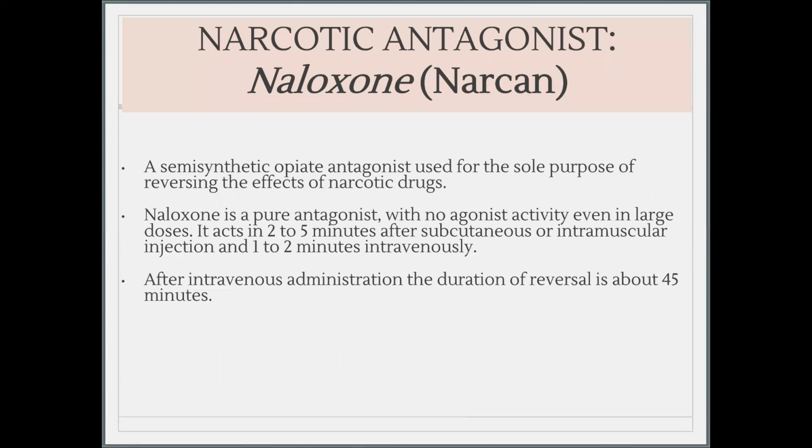So what do we have as a narcotic antagonist? We have naloxone, or Narcan. It is a semi-synthetic opiate antagonist used for the purpose of reversing effects of narcotic drugs. Naloxone is a pure antagonist with no agonistic activity, even in large doses. It acts in 2 to 5 minutes after sub-Q or IM injection and 1 to 2 minutes IV. After IV administration, the duration of reversal is about 45 minutes.